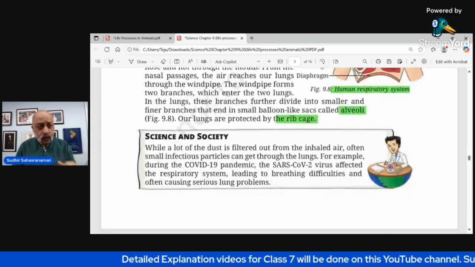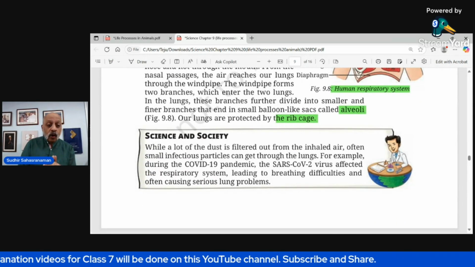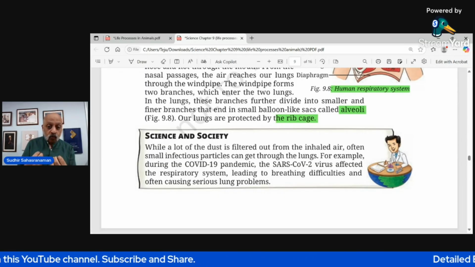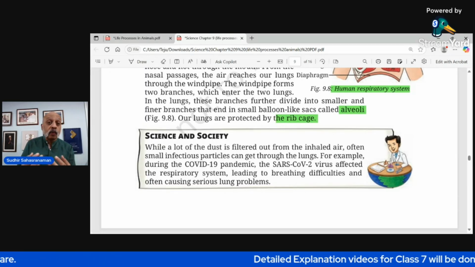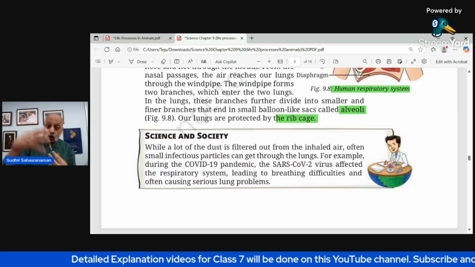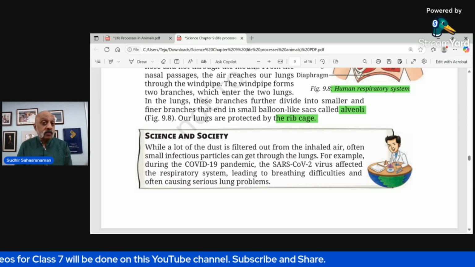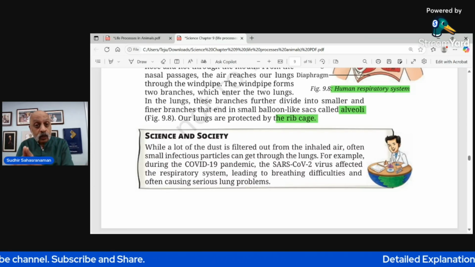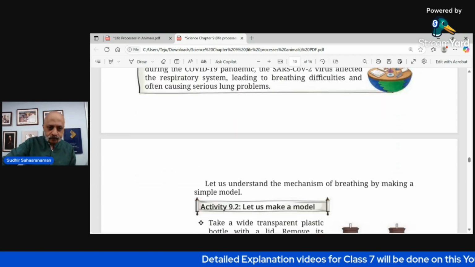Now, you would recall during COVID, of course, you would have been very young, 4 years younger, that the SARS-CoV-2 virus affected the respiratory system, and that led to a lot of breathing difficulties. A lot of people had breathing difficulties, as a result of which many people even died. They had to be hospitalized. They had to get oxygen cylinders. They had major lung problems, etc. All this happened in 2020, 2021, during the COVID pandemic.